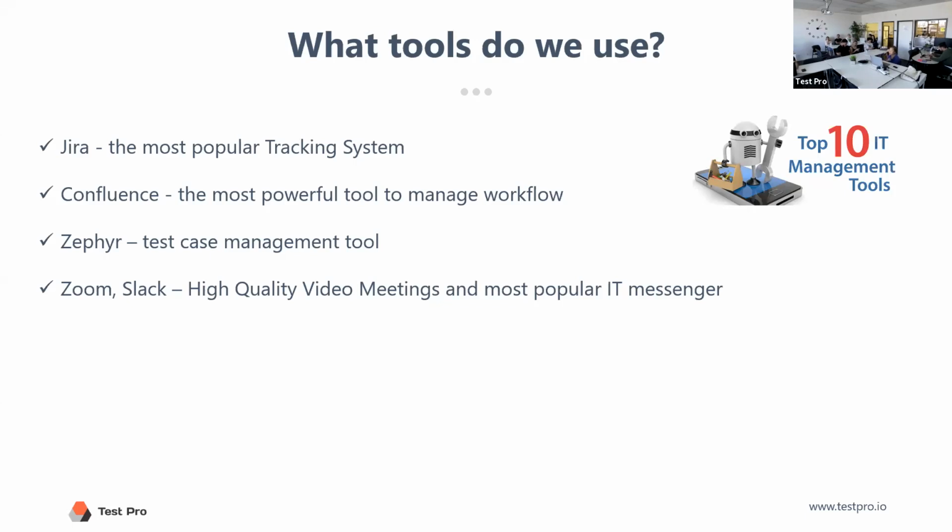Confluence, it's the most powerful tool to manage a workflow. Confluence is built into Jira. It's pretty much a documentation tool. Like if you want to know what to do, or what websites to get to in a company, or how to get to testing information when you start testing a particular website at your company, all that information is in Confluence.